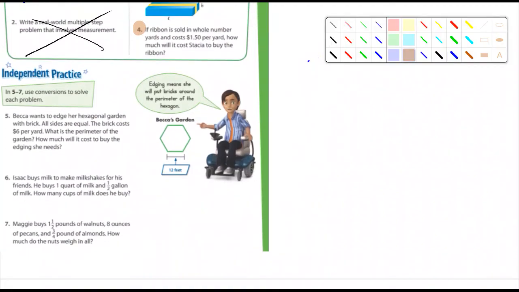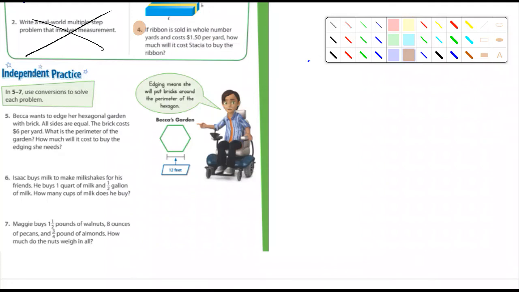Number 5, Becca wants to edge her hexagonal garden with brick. All sides are equal. So they give you the side right here of one of them. This side here is 12 feet. So if that one's 12 feet, they're all 12 feet. Hexagon has 6 sides. The brick costs $6 per yard.